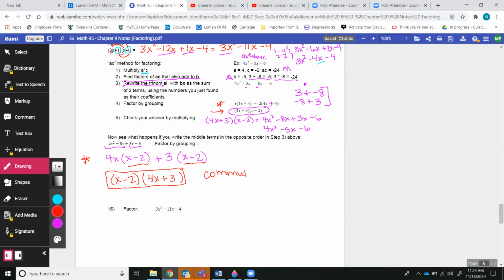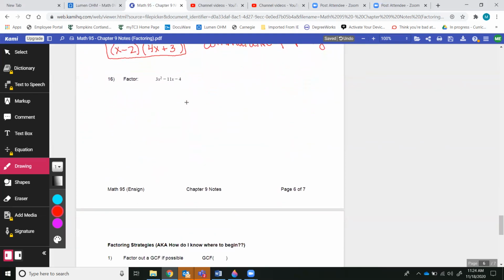This is the commutative property of multiplication, saying that I can multiply two things in either order and I'll get the same answer. And if I check this, I just get those middle terms in an opposite order, but this is exactly what I want to have. So those middle two numbers, once you find them, you can put them in either order as long as your signs are correct and you'll get the same answer. All right, let's go through one more of these.